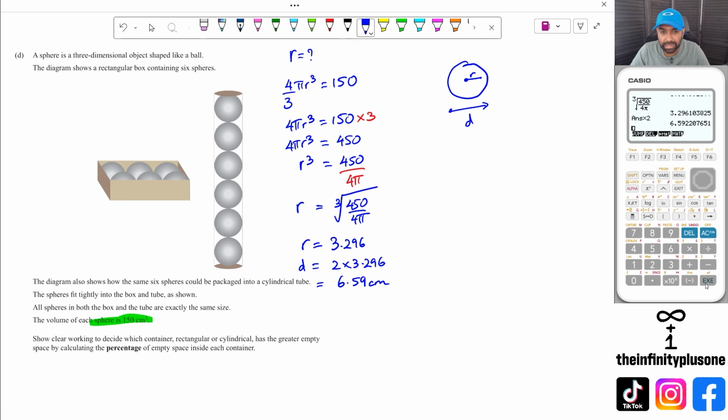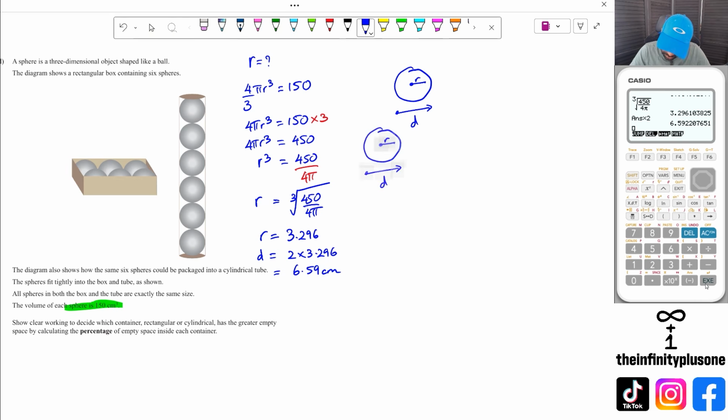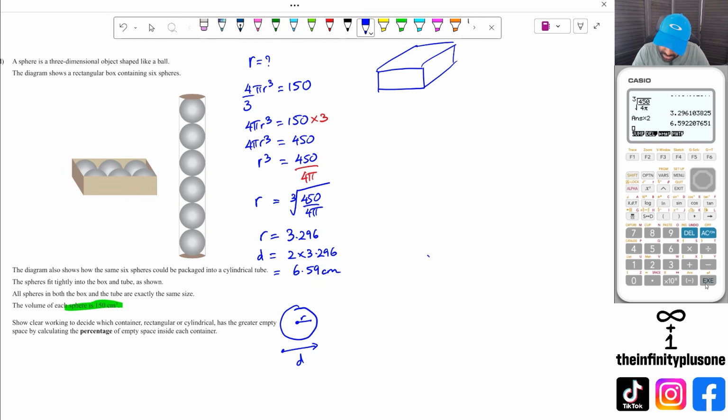Now we need to use this particular measurement to figure out the dimensions of the cuboid and the cylinder. Let's do the cuboid first. I'm going to get rid of this little diagram here and move it somewhere. If you look at the cuboid, from the front view we can see 2 balls, and from the side view we can see 3 of them.